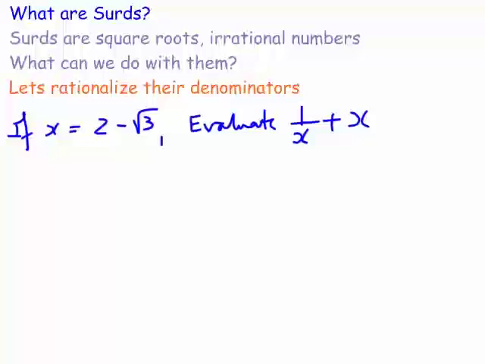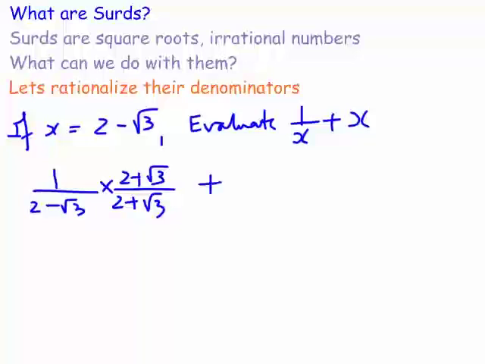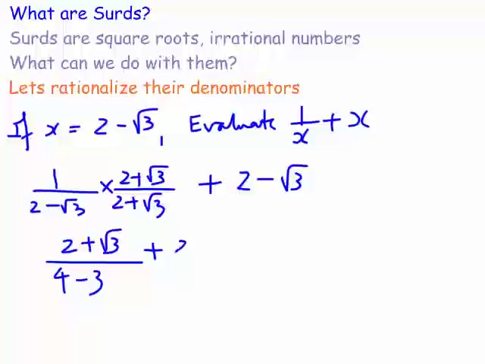Well, okay, 1 on x, we now have 1 over 2 minus root 3, and then you have to multiply that by 2 plus root 3 over 2 plus root 3. And then you still have the x on the end, which is actually just 2 minus root 3. Okay, so let's quickly go through and work out what happened here. We end up getting 2 plus root 3 all over 2 squared, which is 4 minus 3. Okay, that's nice. Plus 2 minus root 3.